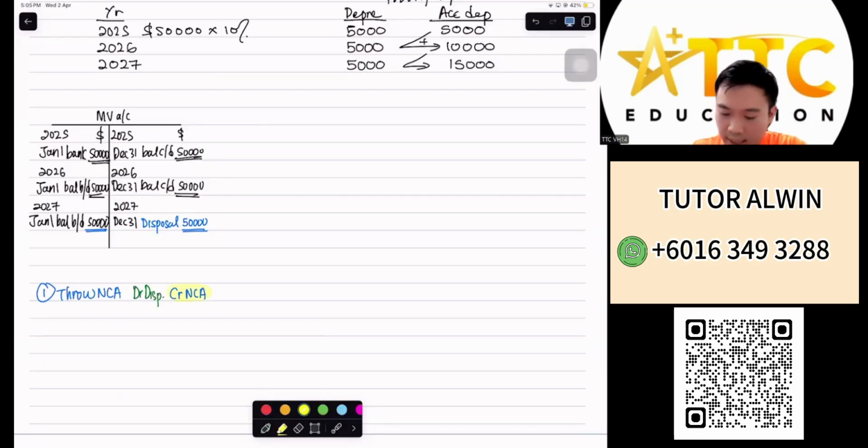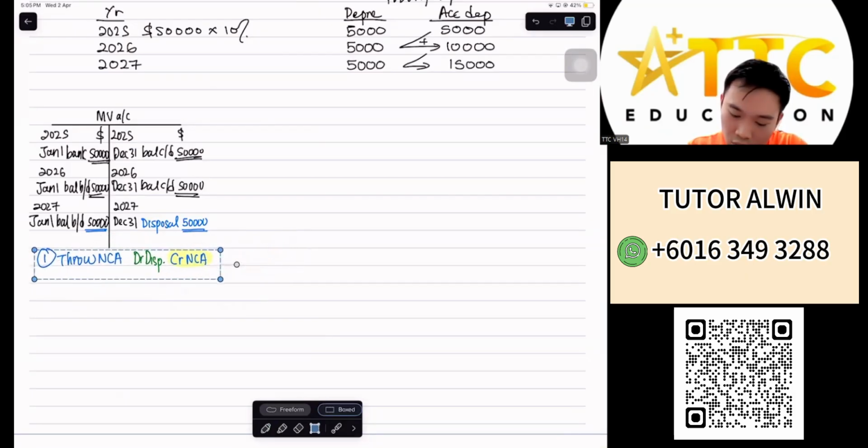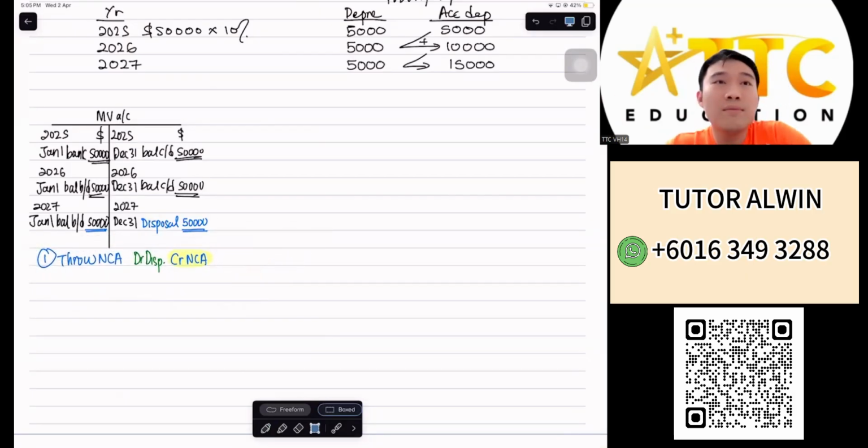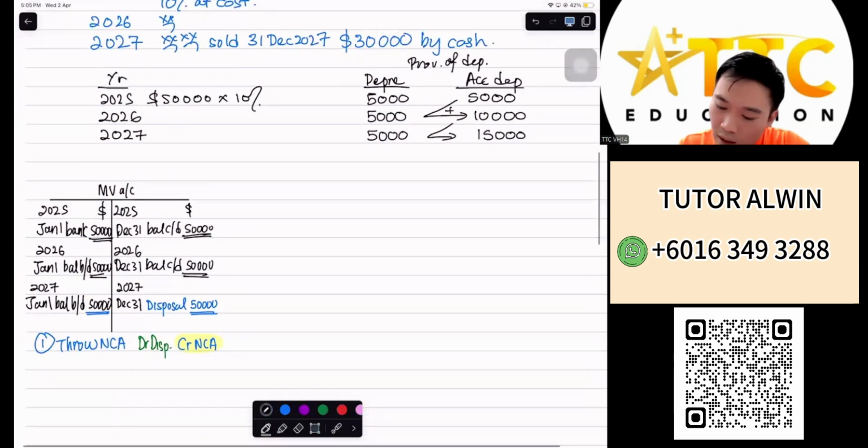The main thing to know here is this: the disposal account is a temporary account. It doesn't have a balance. We use this temporary account to find the profit or loss. So this is your first step: throw away the non-current asset, and your motor vehicle account now has no balance. Secondly, we need to perform the depreciation account.